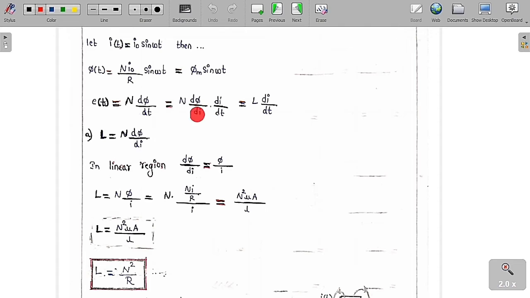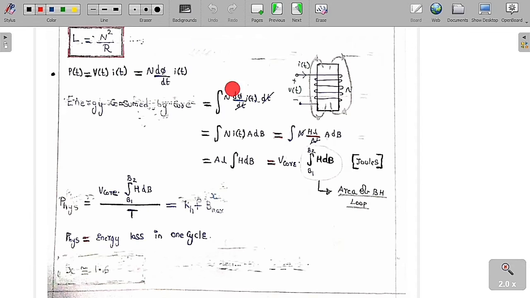N into d phi by di is called L, so L into di by dt. So L is equal to N into d phi by di. In the linear region, I have already told you d phi by di is equal to phi by i. Therefore L is equal to N phi by i, and phi is Ni by R, so i cancels and we get N square by R. R is equal to l by mu A, so L is equal to N square mu A by l, that is, L is equal to N square by R.